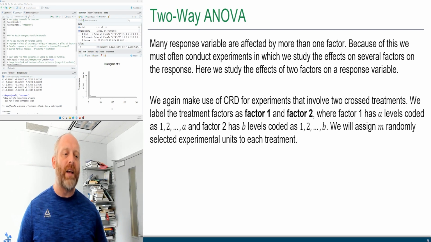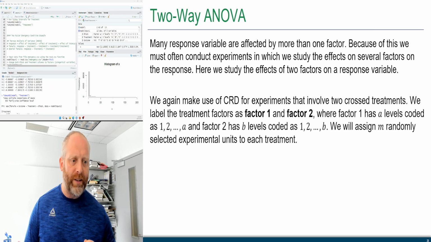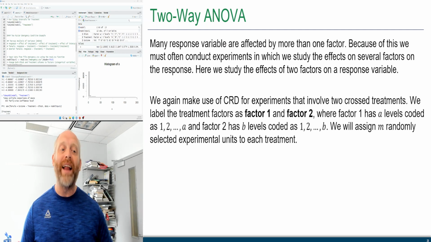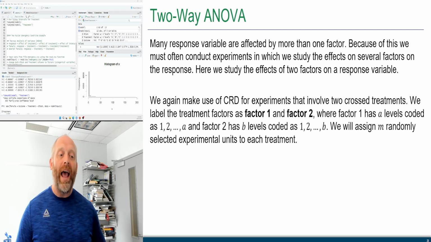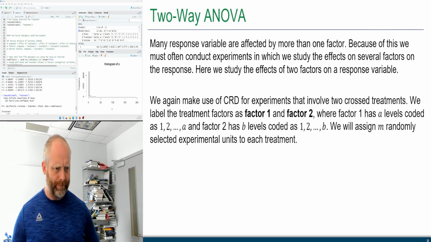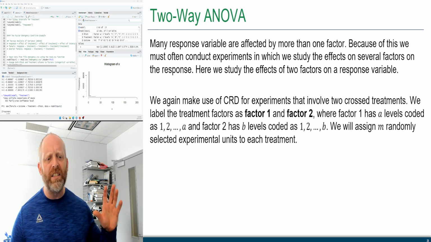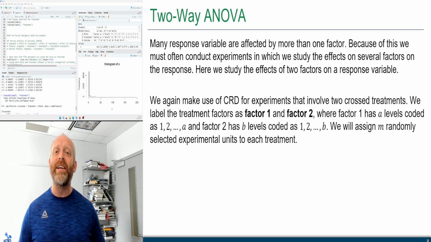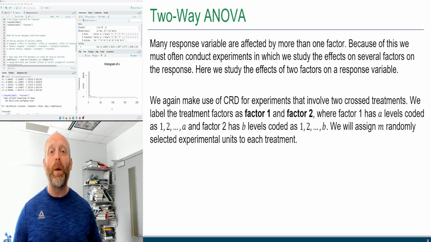We label the treatment factors as factor 1 and factor 2, where factor 1 has A levels coded 1 all the way up through A, and factor 2 has B levels coded 1 all the way up through B. We will assign M randomly selected experimental units to each one of the treatments. So if there are A possible outcomes for the first factor and B possible outcomes for the second factor, and all possible combinations are valid, the number of treatments we would have is A times B, and we would assign M experimental units to each of these A times B treatments.